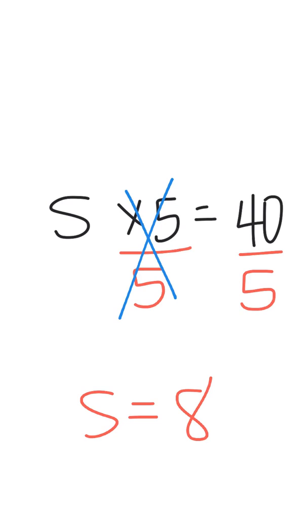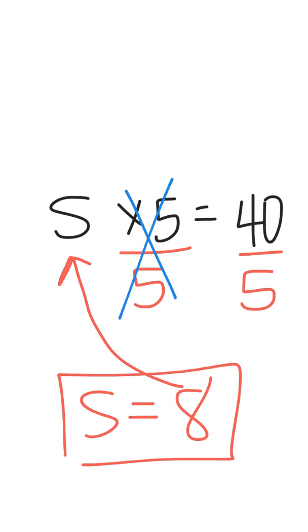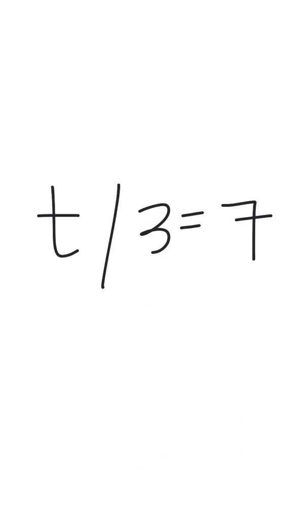to plug in your answer. So if I wanted to check to make sure I did things correctly, I would put 8 in for S, so I would have 8 times 5, and yes, that does equal 40. I know I have the right answer. I can move on. So I can guarantee myself that I get 100% every single time if I take the extra 10 seconds to plug my answer in for the variable or the letter and solve to make sure that it all works out.